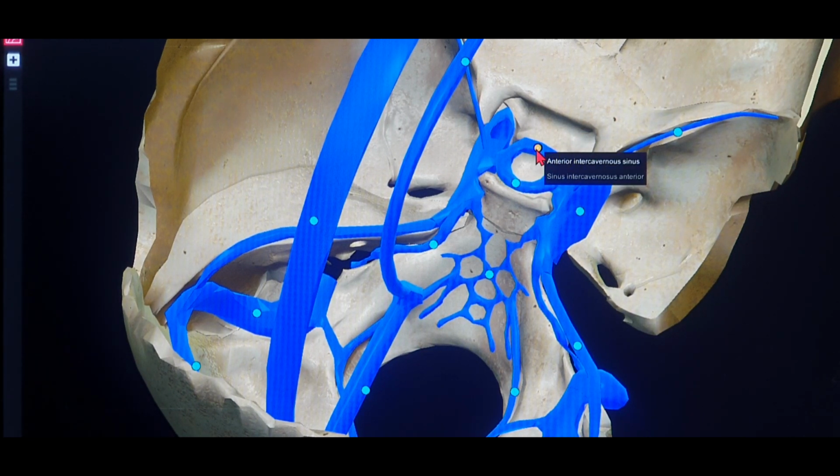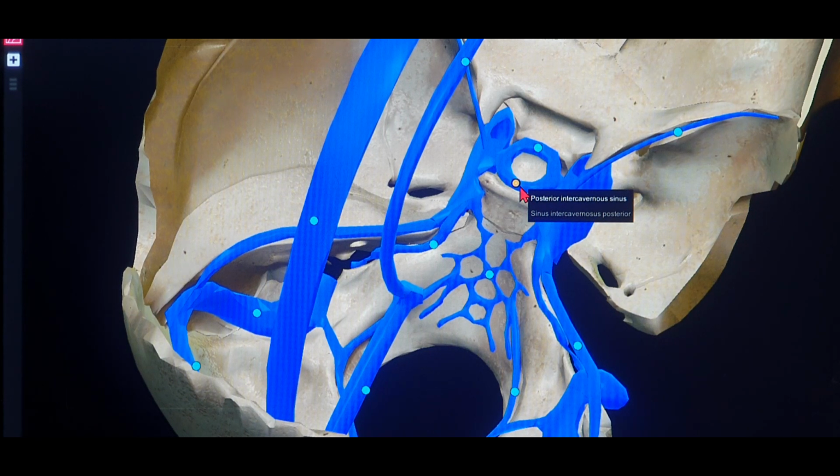As the label suggests, this is the anterior intercavernous sinus, and this is the posterior intercavernous sinus. Also, we have the superior intercavernous sinus as well as the inferior intercavernous sinus. In my lecture on the anatomy of the cavernous sinus, I have mentioned each and everything about it in detail. So if you want to learn about the cavernous sinus, you can go and check my video out.